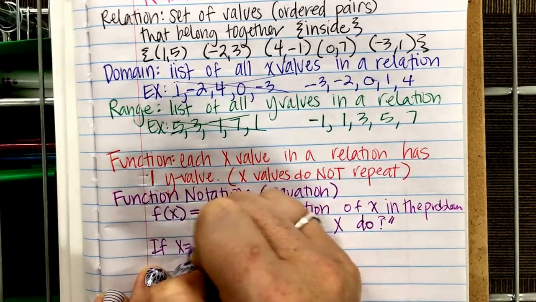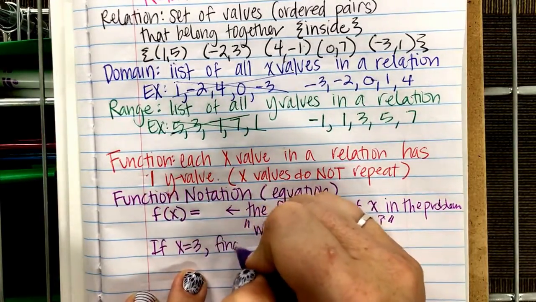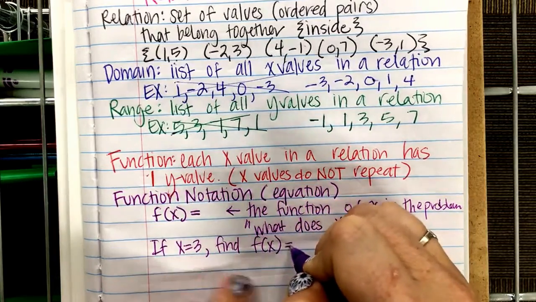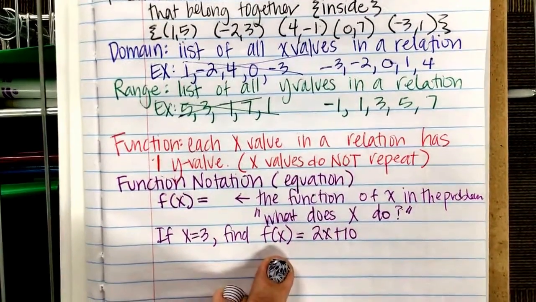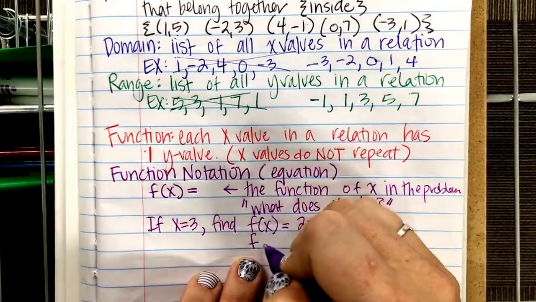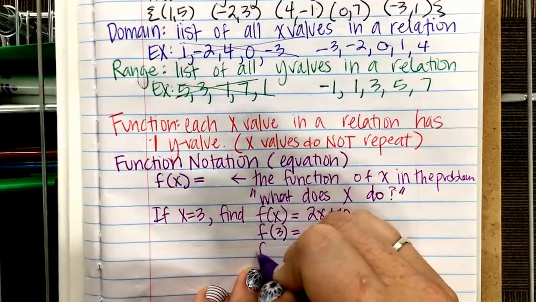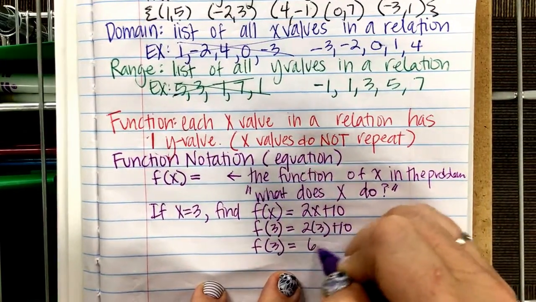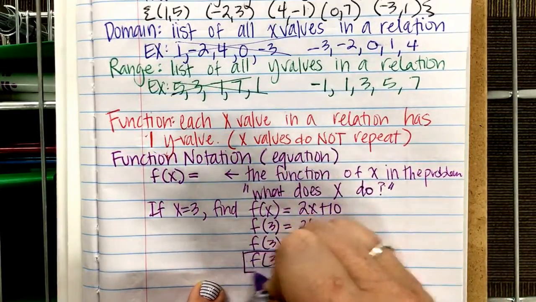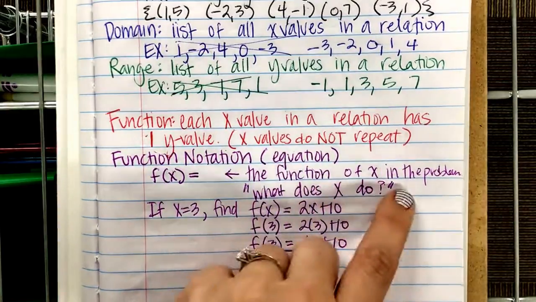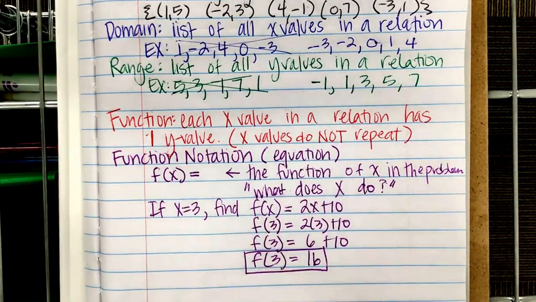So I could say if x equals 3, find f of x, the function of x, in 2x plus 10. So the function of 3 is 2 times 3 plus 10. The function of 3 is 6 plus 10. The function of 3 is 16. What does the x do? The x value of 3 makes it 16. All you're doing is substituting.